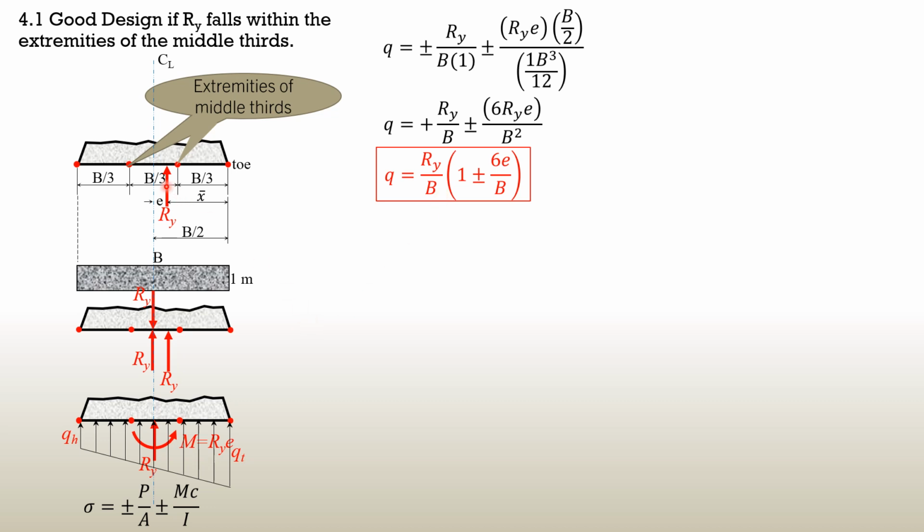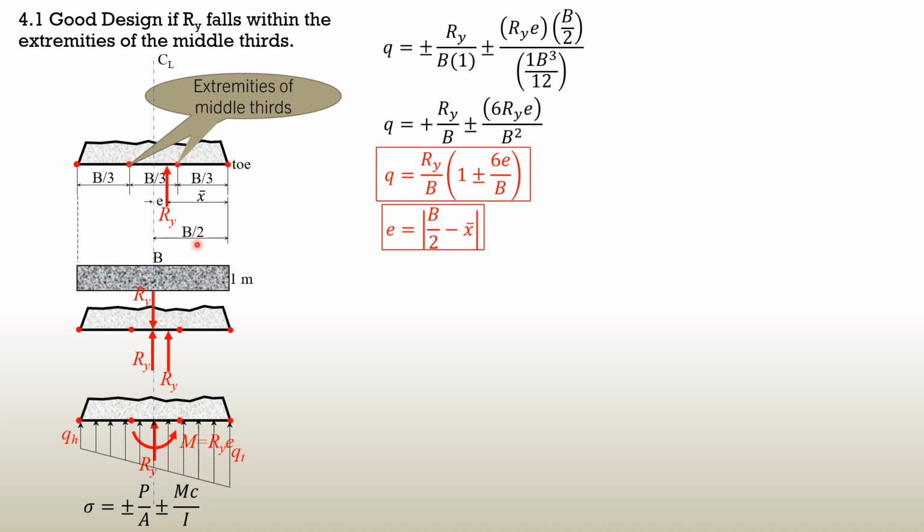As long as Ry lies within the extremities of the middle third. If it lies outside the extremities of the middle third, you cannot use this formula, but instead use the other interpretation that Ry is equal to the volume of the soil pressure diagram, because that's the other way. You may just solve Ry as the volume of the soil pressure diagram and apply Varignon's theorem. You sum up moments about the toe. Then those two principles are enough in computing the intensity of soil pressure qH and qT. You can also use this as long as Ry lies within the extremities of the middle third.